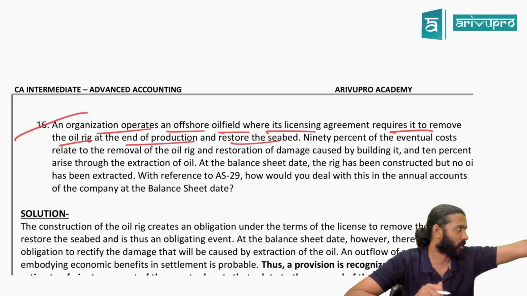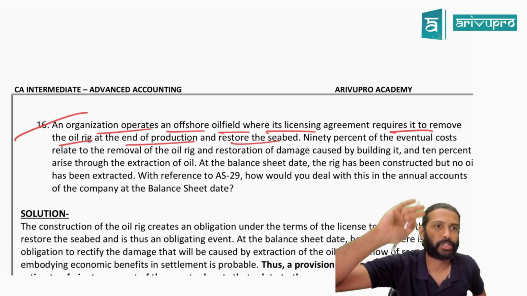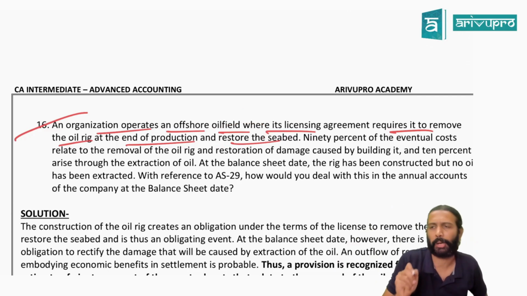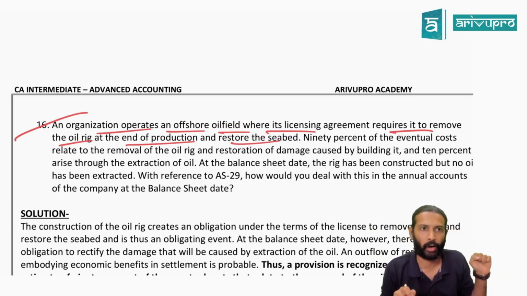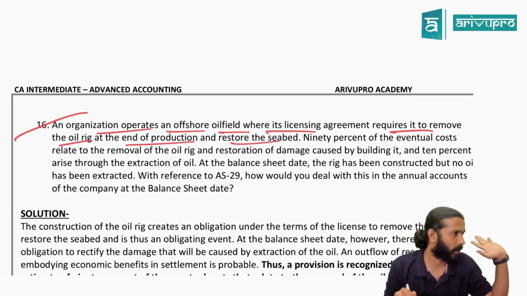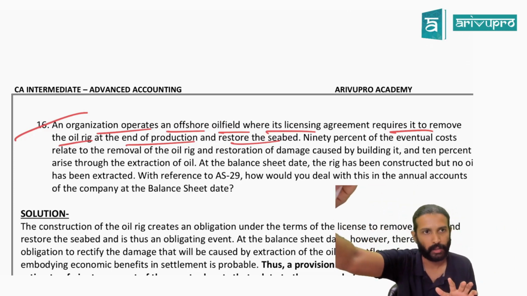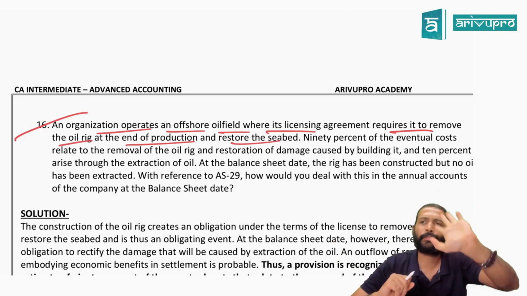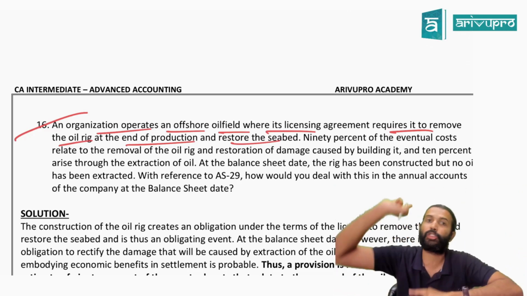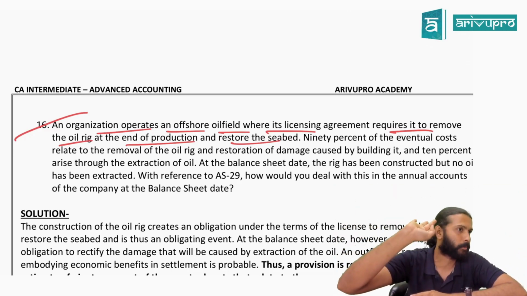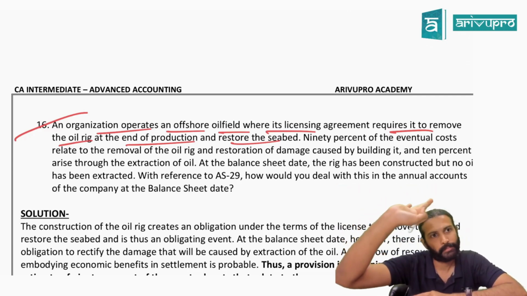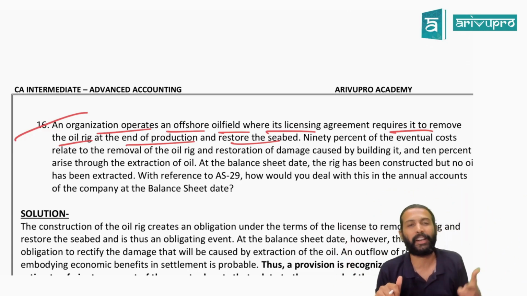In the same fashion, you'll construct oil wells in the seabed, in that sea area. Due to this construction, your coral reefs and all will get damaged. Your seabed will get damaged. So what generally the governments will tell such companies: I'll give you permission to extract the oil, fair enough. But let's say the permission was given for 10 years. You extract how much ever oil you want, it's fine. After the 10th year, restore the seabed to its original condition. How it was, make it like that. Whatever damage you have caused, restore it. This we call as decommissioning and site restoration cost.